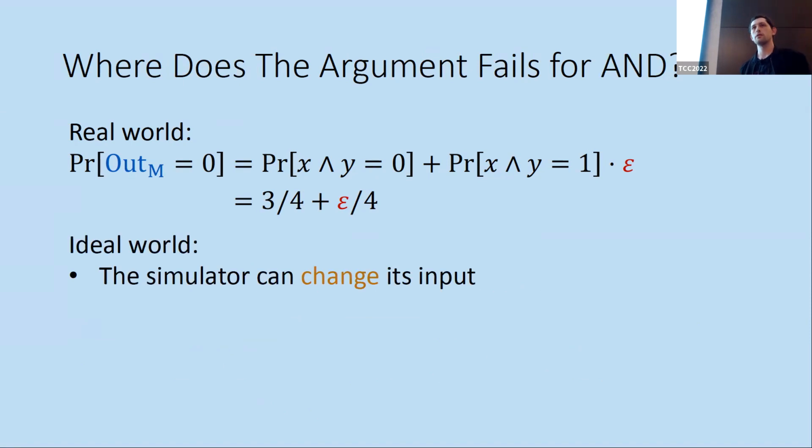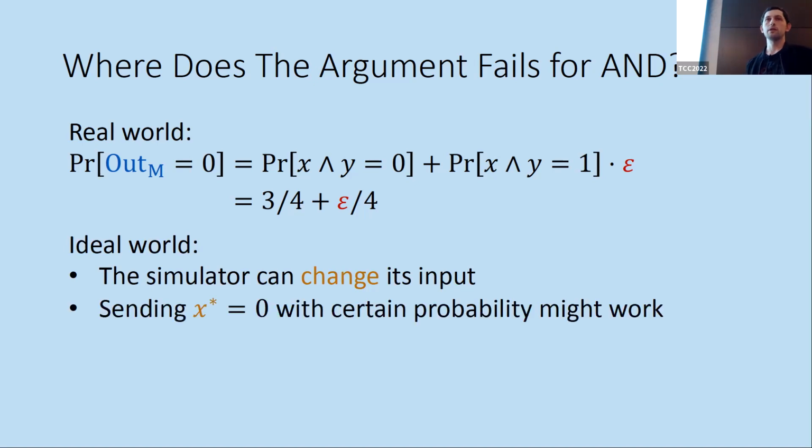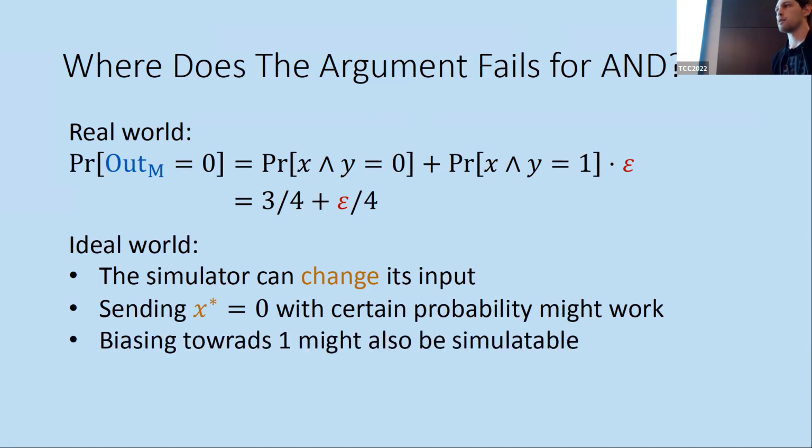However, in the ideal world, the malicious simulator can change its input. So this means that he might be able to send 0 with certain probabilities such that the output in the ideal world will be 0 with exactly the same probability as in the real world. He can just increase the probability of 0. And considering the same argument with an adversary that tries to bias towards 1, we can also see that there might exist a simulator. So this completely fails, so we need something else.